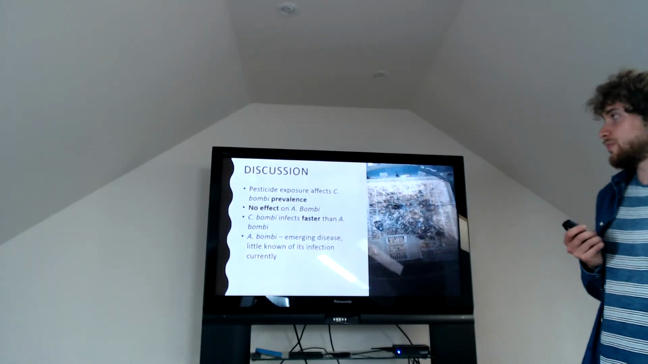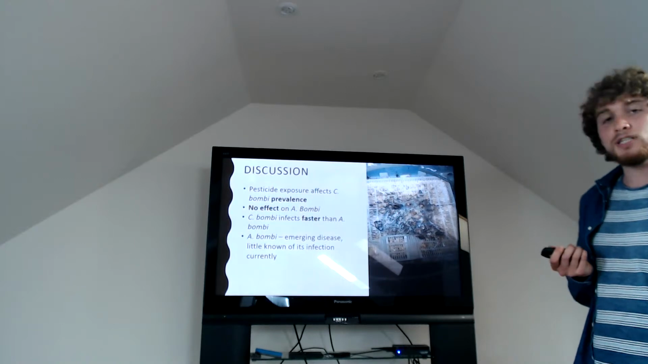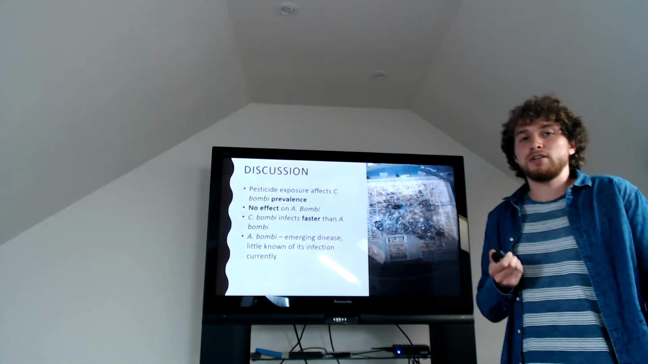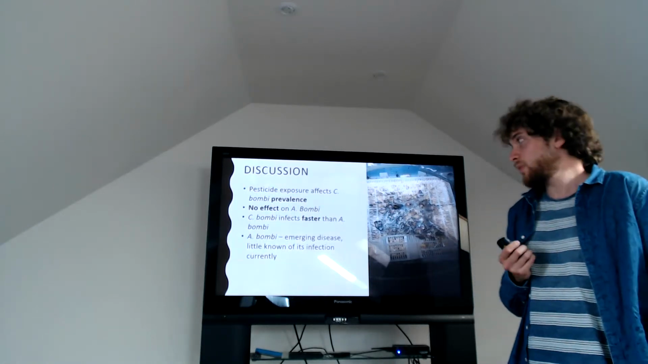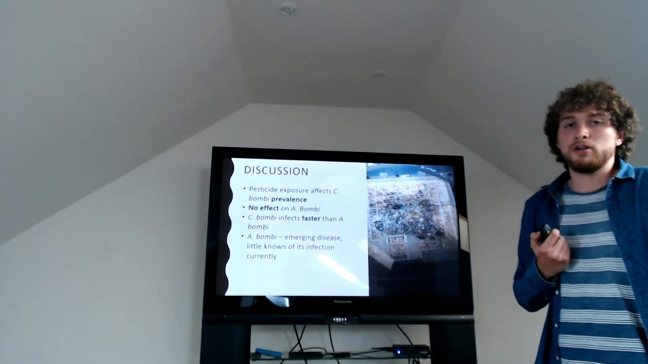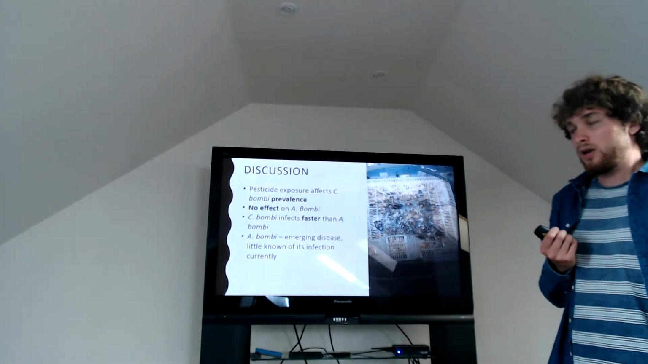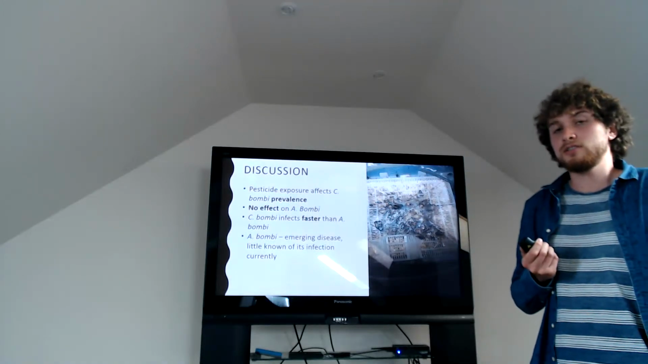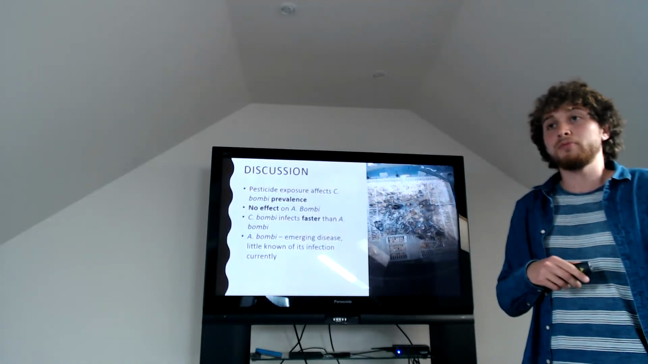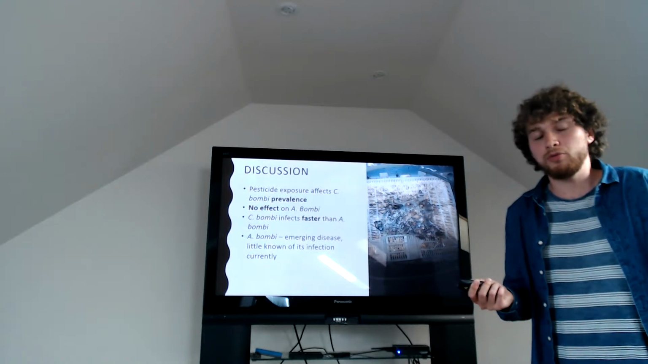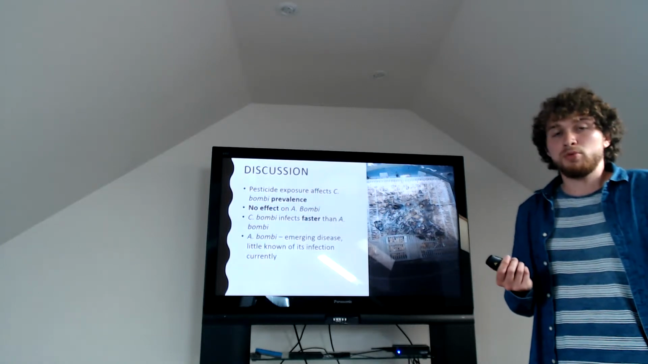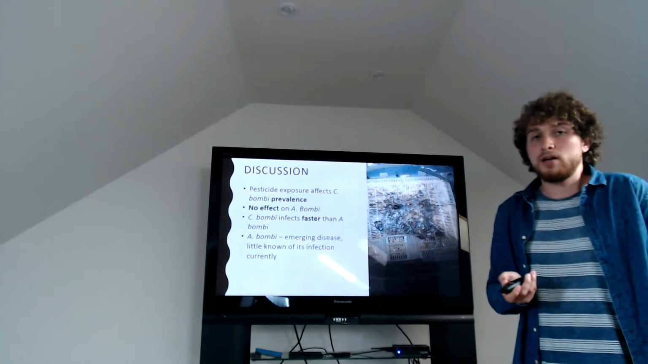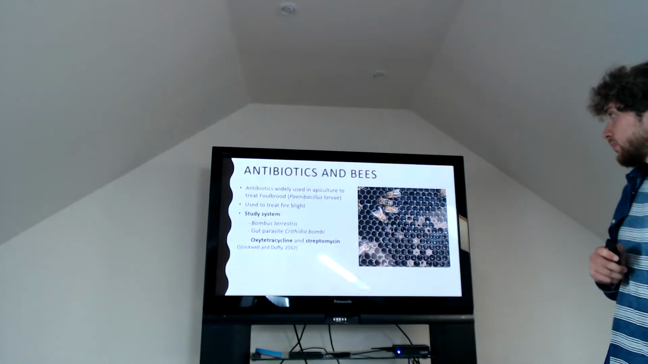So to discuss, what did we find? Pesticide exposure affects the prevalence of this gut parasite Crithidia bombi in bumblebees. However, it seems to have no effect on Apicystis bombi. And Apicystis bombi is an interesting one because it's one of these novel diseases that we don't know much about, that's suddenly way more widespread than we thought before. And either it's recently become widespread because of things like pesticides, or it's always been there and we haven't picked up on it until now.